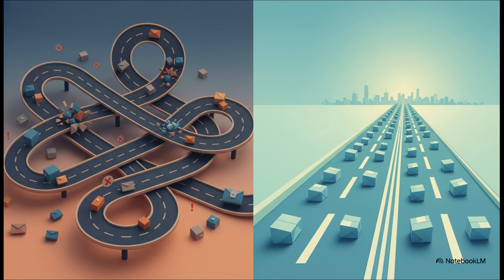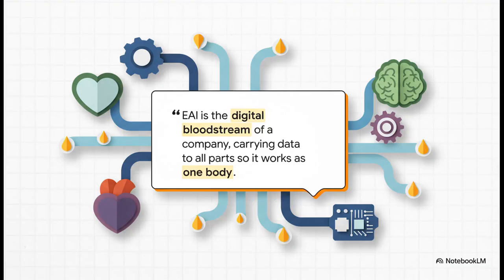You see, without EAI, we'd have these massive data traffic jams all over the place. But with it, information just flows smoothly between all the different systems. And that means you get faster service, there are way fewer mistakes, and in the end, you just have a much better, way easier experience. You know, a really great way to think about it is that EAI acts like a company's digital bloodstream. It carries the data, all the important nutrients to all the different parts, making sure every program has what it needs to stay healthy and work together as one big single body.